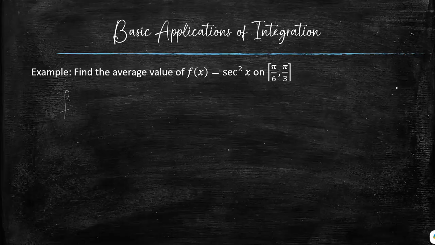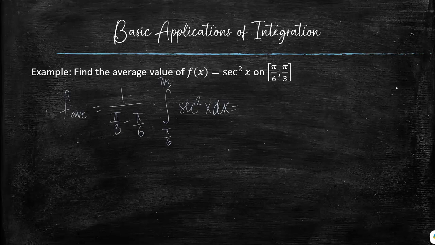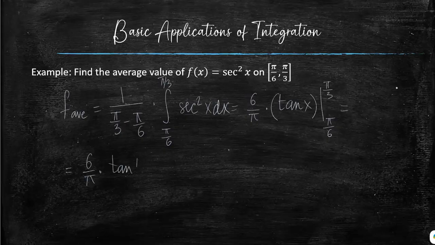It's very simple. The average value of the function is equal to 1 over b minus a times the integral from a to b of the function. As long as you know the antiderivative, you know how to find the average value. So here pi over 3 minus pi over 6 is what? 2 pi over 6, so it's 6 over pi. And the antiderivative of secant squared is tangent x. And by the second part of the fundamental theorem of calculus, we rewrite this definite integral like this, and then plug it in. So 6 over pi times tangent of pi over 3 minus tangent of pi over 6.